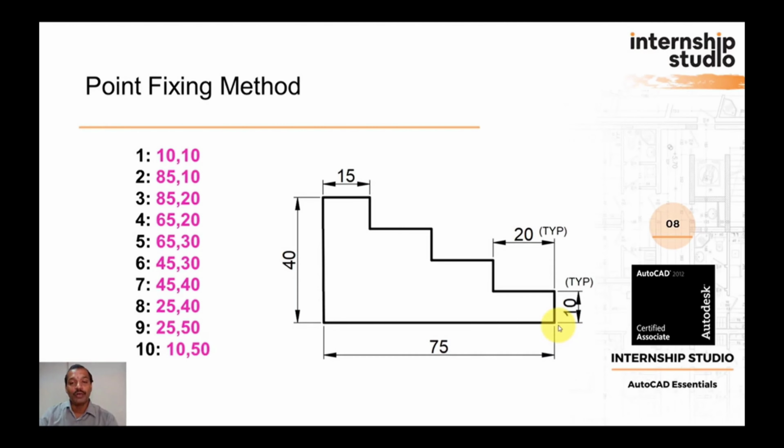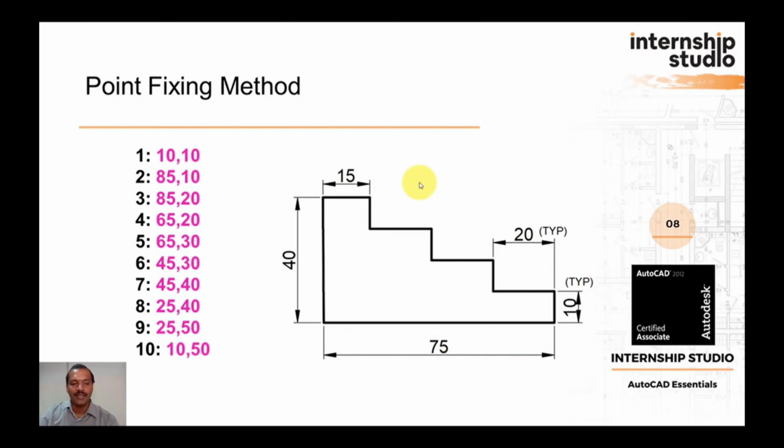Okay. My second point x and y coordinate is 85, 10. Third point is 85, 20. Fourth point is 65, 20. Fifth point is 65, 30. Sixth point is 45, 30. Seventh point is 45, 50. Eighth point is 25, 40. Ninth point is 25, 50. 10th point is 10, 50. Again, you give the first point 10, 10. You will get this drawing.